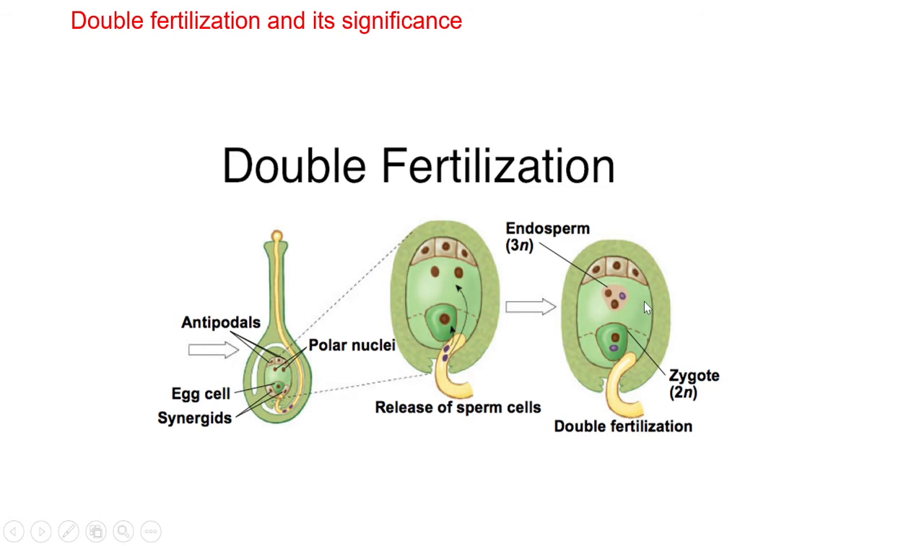The fusion of the male gamete and secondary nucleus results in the formation of 3N, that means triploid condition, and hence this is called triple fusion. The triple fusion results in the formation of the endosperm. The endosperm is nutritive tissue in angiosperms. It provides nutrition to the embryo during the early stages of development, that is from zygote to globular embryo.